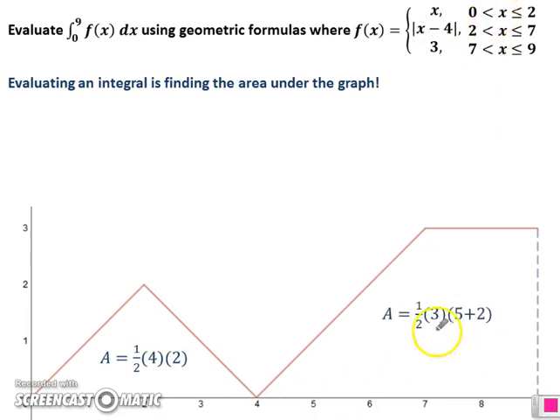Trapezoid is 1/2 times the height, which is in this case 3. And the bases are from 4 to 9, that's 5, and from 7 to 9, that's 2. Add those up. This part is the 4. 1/2 times 8 is 4. And then this is 3/2 times 7. And this was 8 over 2. You had to get a common denominator, and that's where the 29 halves comes from. And that's it.